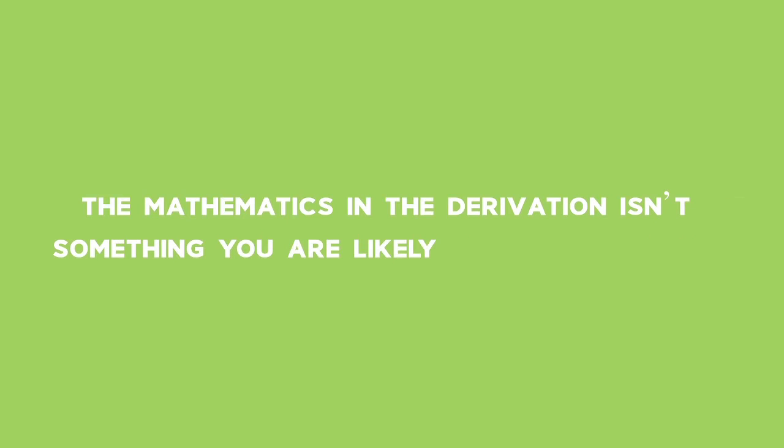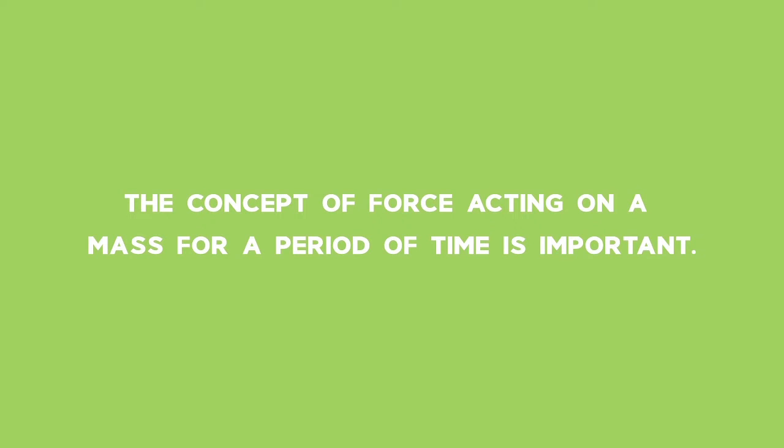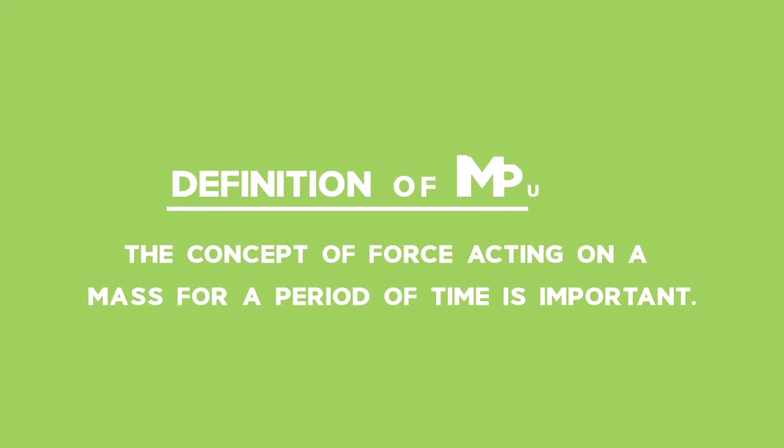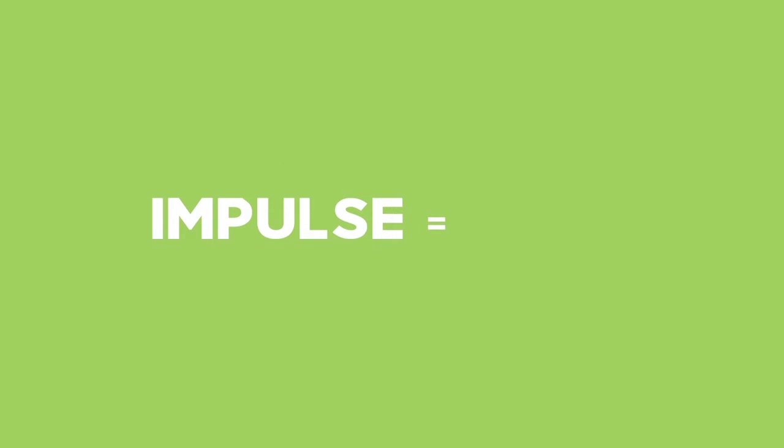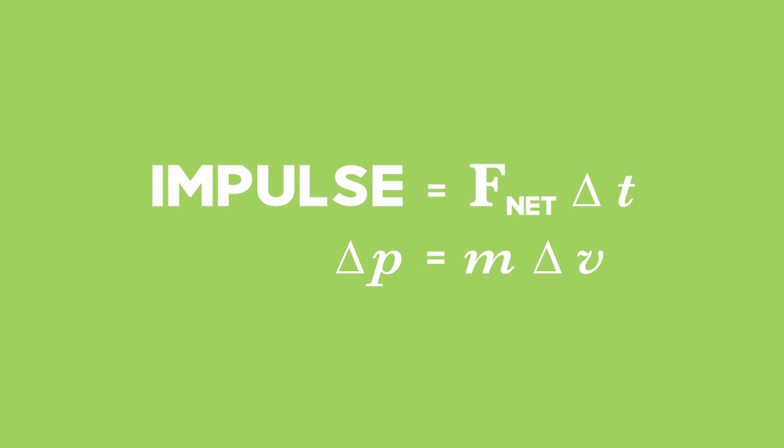Now, the mathematics in the derivation isn't something you are likely to see in an exam. But the concept of force acting on a mass for a period of time is important. That is the definition of something called impulse. Impulse has no symbol of its own and is simply the force acting for the change in time. But, very importantly, it is equal to the change in momentum of the object.